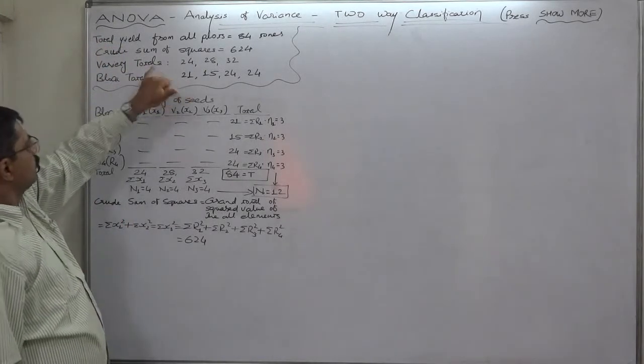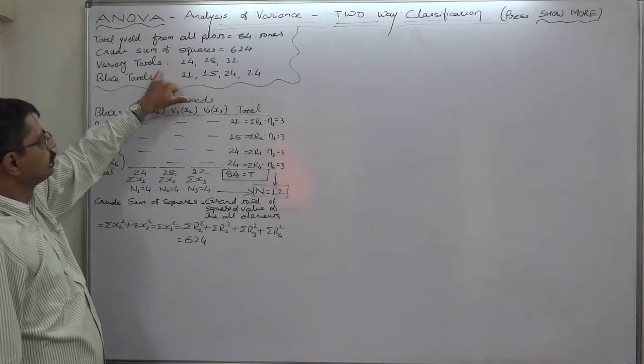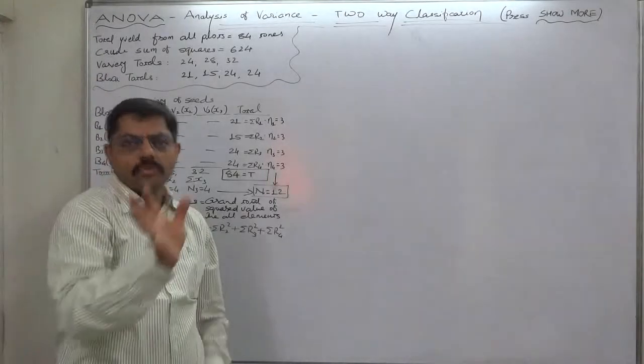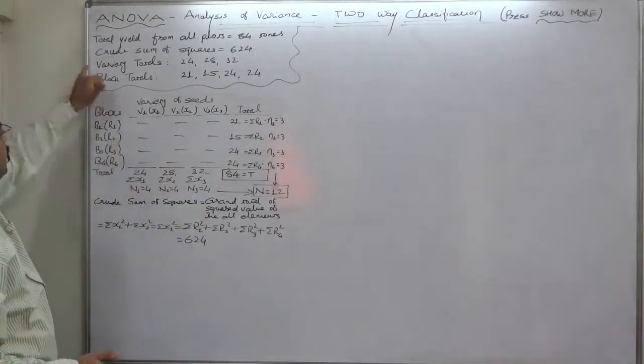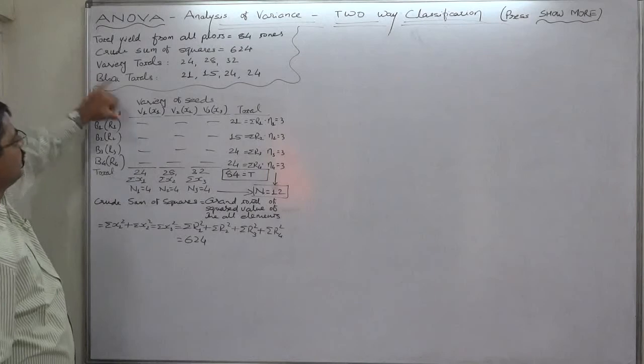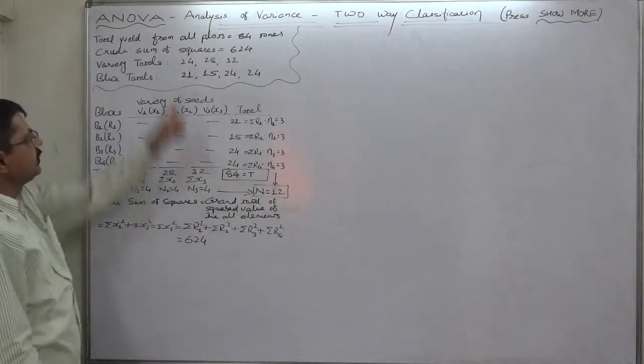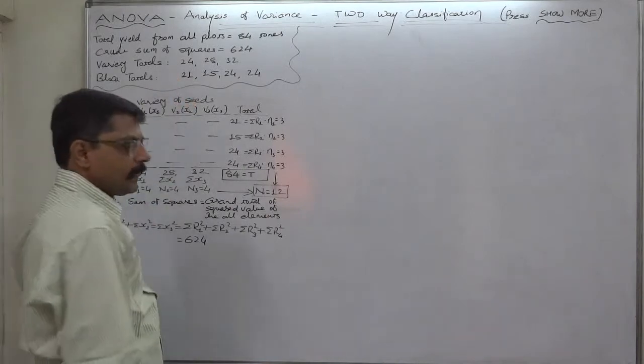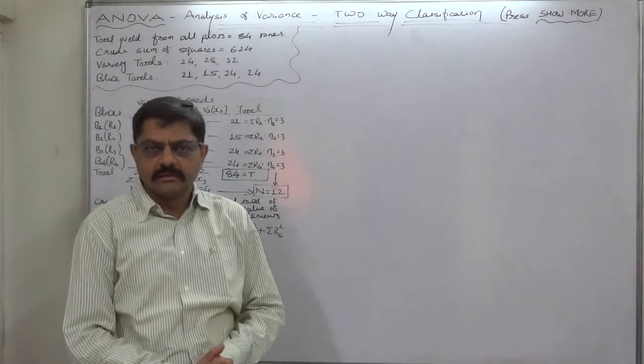Variety totals 24, 28, 32. These are the totals of either columns or rows in which we fit the variety of seeds, and similarly block totals. If these are taken as column totals, those will be row totals, or vice versa.